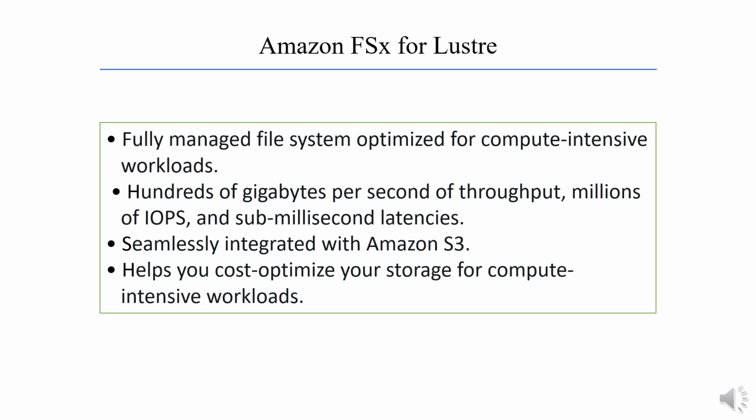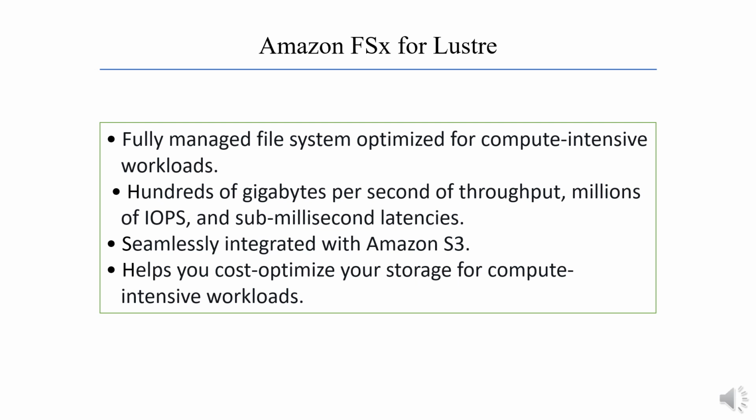With Amazon FSx, you can launch and run a Lustre file system that can process massive data sets at up to hundreds of gigabytes per second of throughput, millions of IOPS, and sub-millisecond latencies. Amazon FSx for Lustre is seamlessly integrated with Amazon S3, making it easy to link your long-term datasets with your high-performance file systems to run compute-intensive workloads.